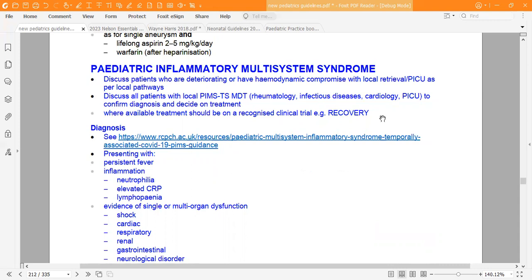So pediatric inflammatory multisystem syndrome is a complication of Kawasaki disease. If the patient develops pediatric inflammatory multisystem syndrome, you have to discuss all patients with the local PIMS-TS MDT, which are rheumatology, the infectious, the cardiology, and PICU. Where available, treatment should be on a recognized clinical trial.